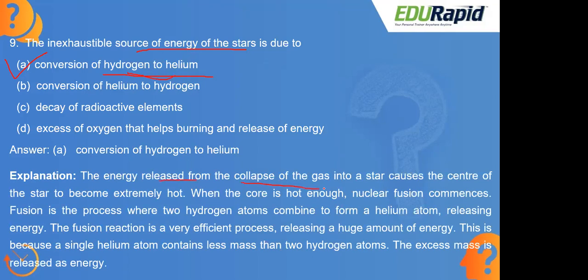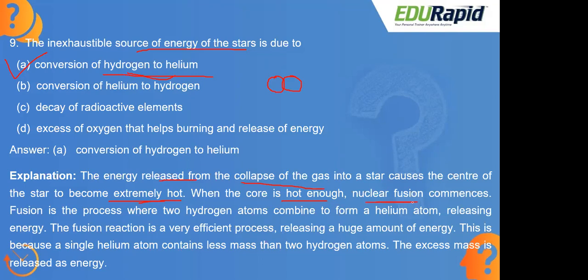The energy is released from the collapse of gas. When the gas collapses together, a high amount of heat energy is released. That is the reason the center of the star is extremely hot. The core of the stars has an extremely high temperature, where the nuclear fusion reaction can take place. When the core is hot enough, nuclear fusion commences.